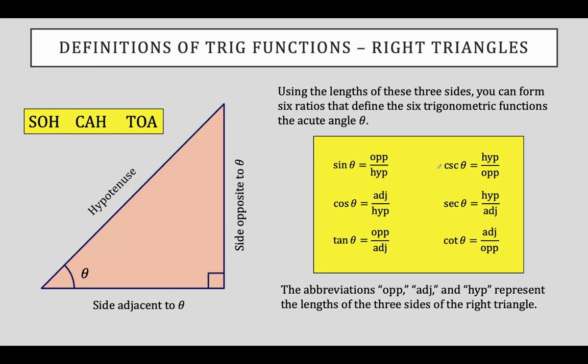Then we must recall that cosecant is the reciprocal of sine, so we need to flip that ratio. Secant is the reciprocal of cosine, so we flip the cosine ratio. And cotangent of theta is the reciprocal of tangent theta. Flip our ratio for tangent to get our ratio for cotangent.